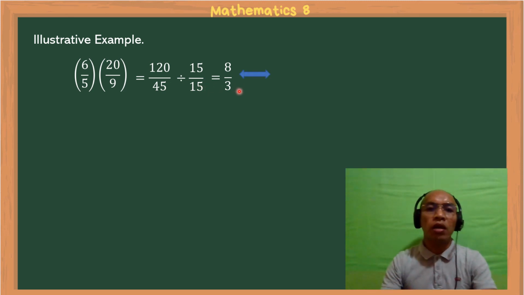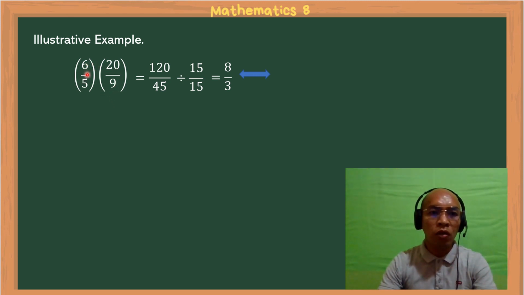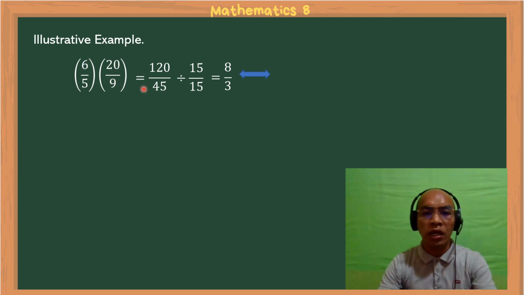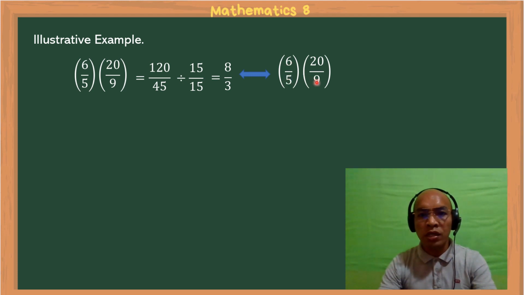There is also another method in which, before multiplying the two fractions, we first remove the common factor between the numerators and the denominators if there is any. For example, 6 and 5 have no common factor, but 6 and 9 have a common factor, which is 3. So we can remove them. By dividing 6 by 3, that would be 2. Then 9 divided by 3, that would be 3.